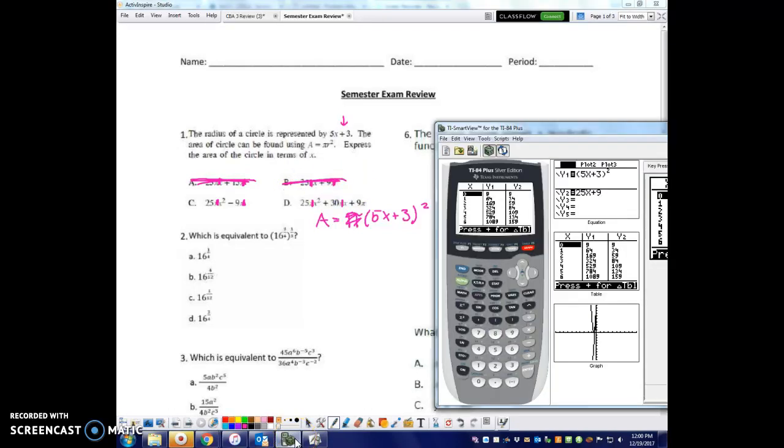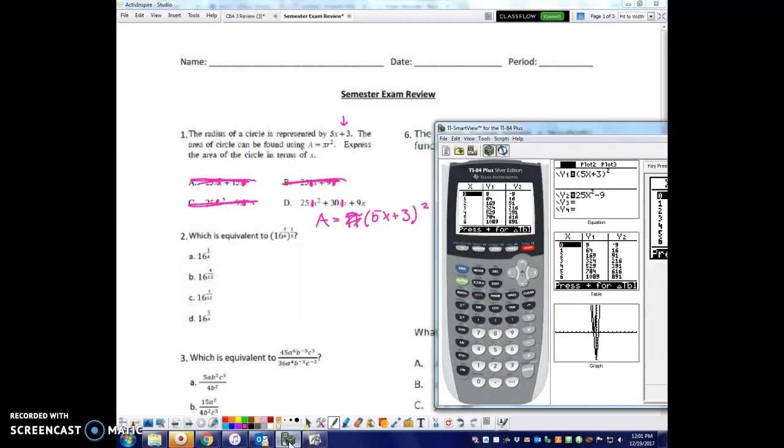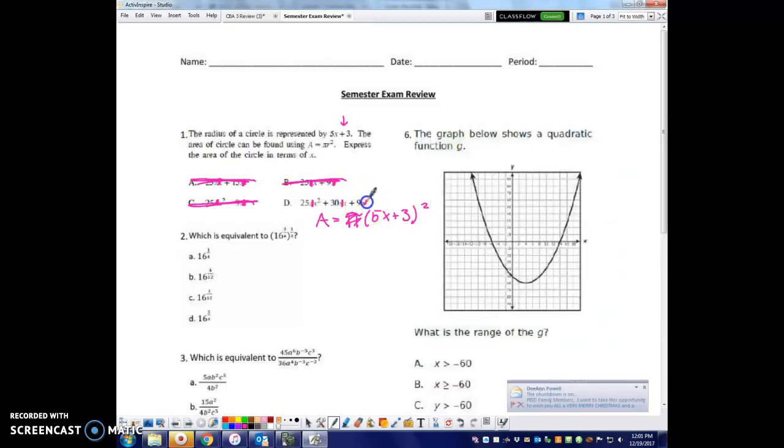Okay, next one, 25x squared minus 9. So table. Nope, doesn't look the same. So last one, we're not just going to circle it, we're going to test it. Y equals 25x squared plus 30x plus 9. Because remember, forgetting that pi.